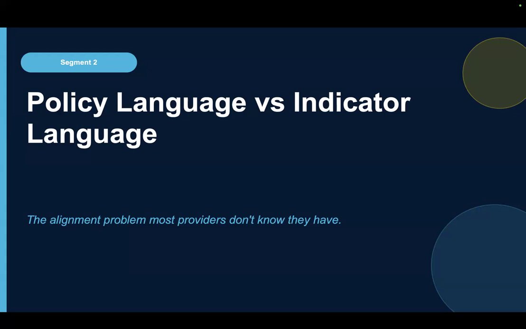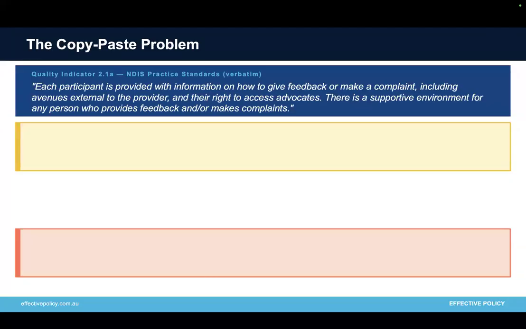So the policy language is really important. The main thing people think is that we're writing a policy and procedure so it meets that quality indicator in the practice standards. But yes, we've covered what we could do in addition to that already. So let's just have a look at policy language versus indicator language.